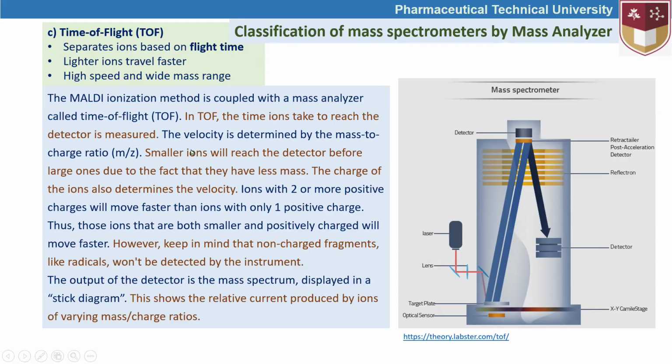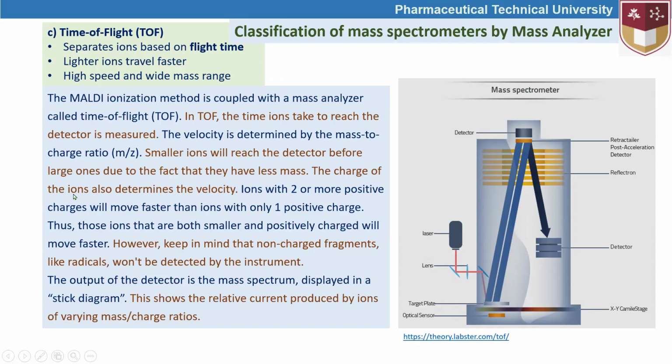MALDI-TOF is the tandem of a MALDI ionization method and a time-of-flight mass analyzer. In TOF, the time ions take to reach the detector is measured. The velocity is determined by the mass to charge ratio. The smaller ions will reach the detector before the large ones due to the fact that they have less mass, since the potential of the smaller ions is less, so their flight is faster.